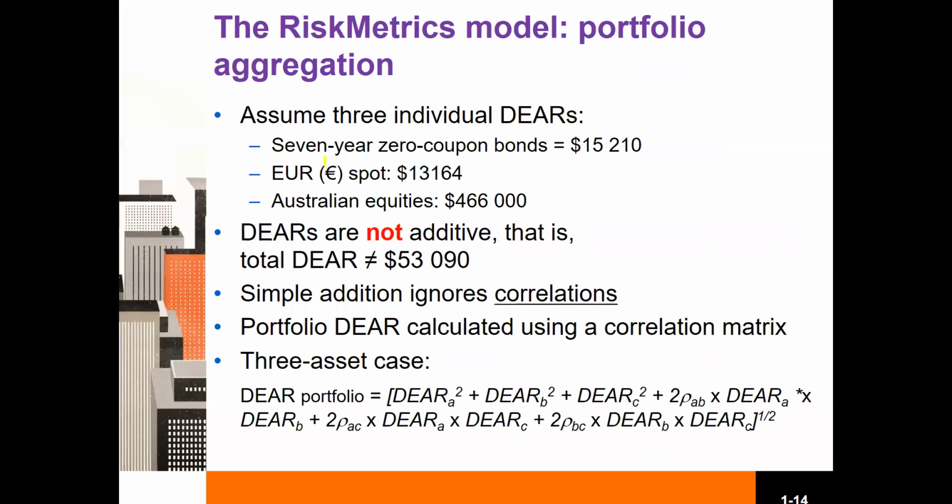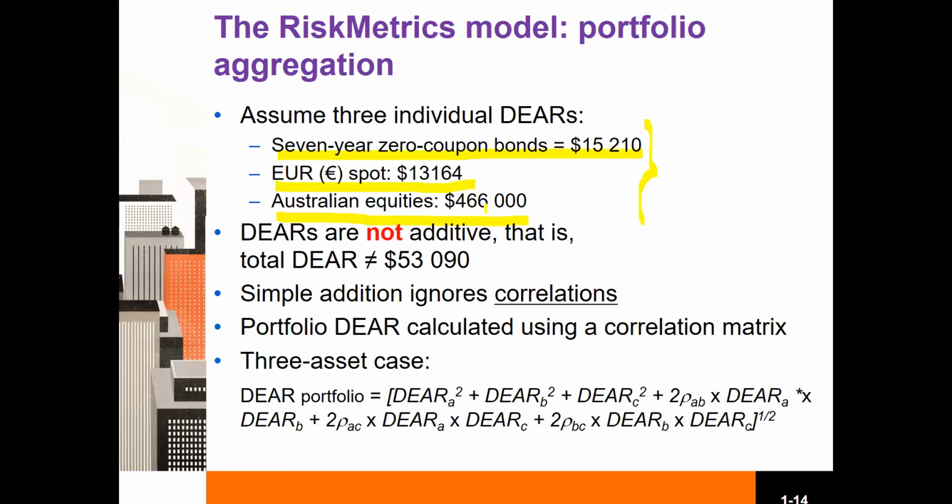Now we have all the three components. We have calculated DR in the same manner for the zero coupon bond, for the foreign exchange position, and for Australian equities. I mean, for the equity portfolio. Now, if we want to calculate daily earnings at risk for the entire portfolio, for the bonds, the foreign exchange, and equities, keep in mind that we cannot simply sum them up. We cannot simply sum 15,000, 13,000, 466,000 to find the total risk of the portfolio.